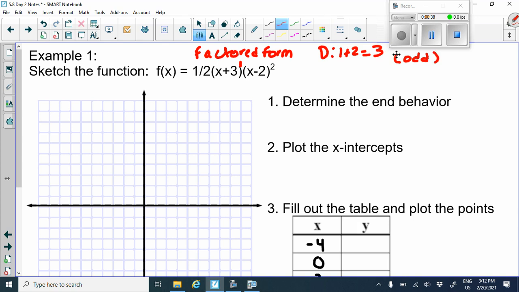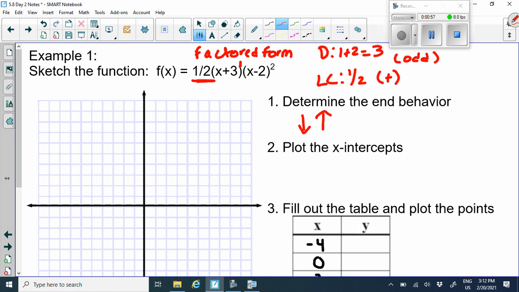Okay? Now I need to talk about my leading coefficient. So the leading coefficient is that number in front. In this case, it's a 1/2. That is positive. So which way are the arrows going when we have an odd positive? Well, that means the left arrow is going down while the right arrow is going up.